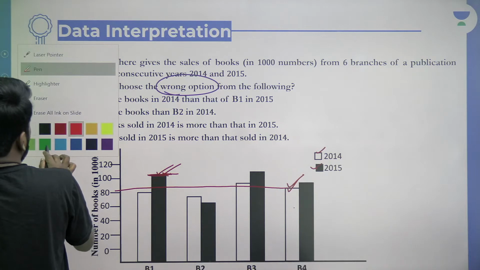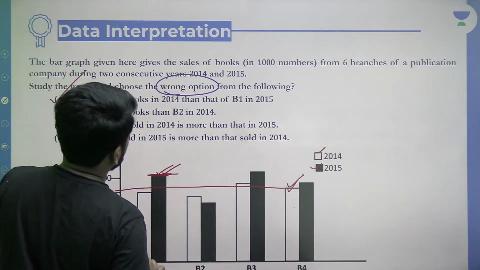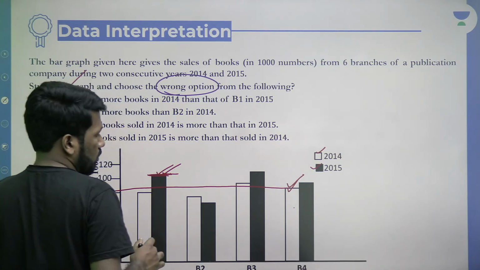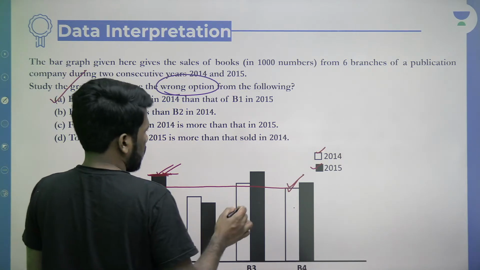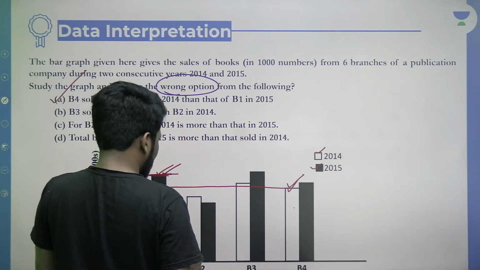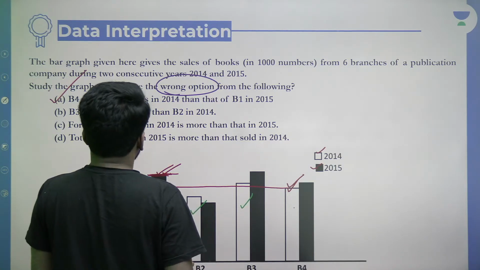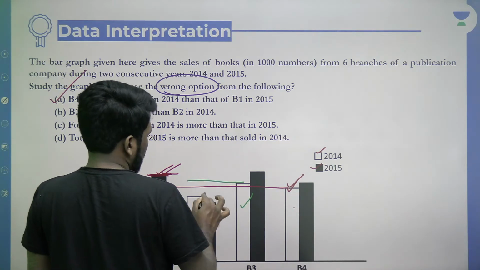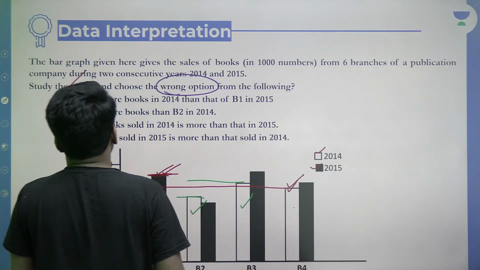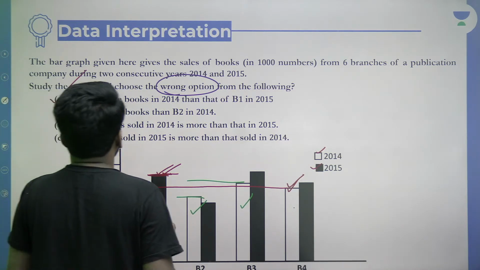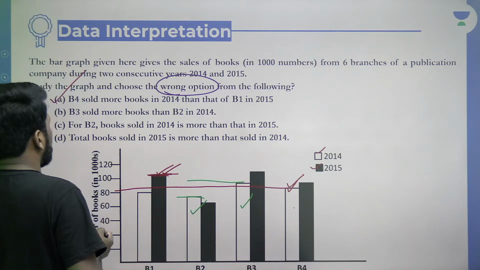Next option is saying B3 sold more books than B2 in 2014. Yes, B3 sold more books than B2 is totally correct. Right option. Wrong option चाहिए, इसलिए option B गलत है.